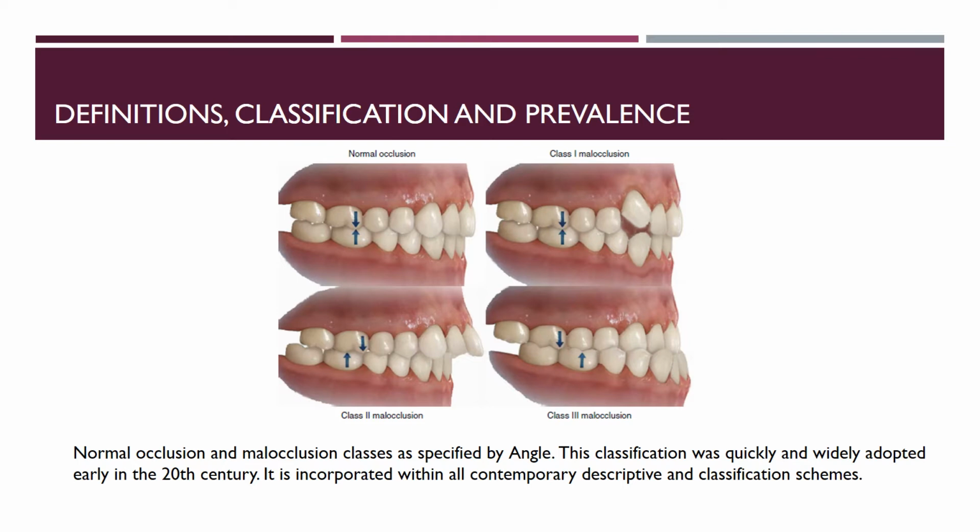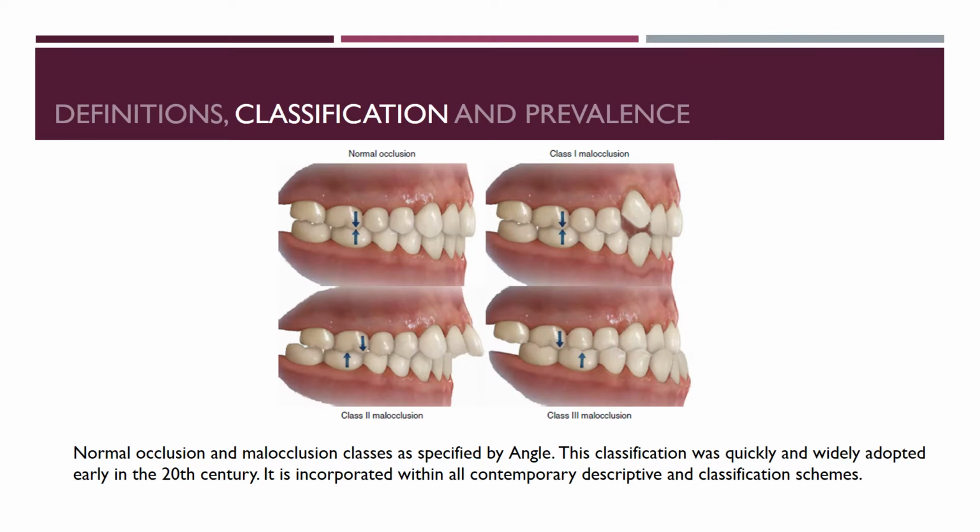Also, we can remember the classification of malocclusion that is specified by Angle. In spite of its limitations, it is widely accepted and used till now. As we see here, there is a normal occlusion in which the mesiobuccal cusp of the upper permanent first molar occludes in the buccal developmental groove of the lower permanent first molar. This normal occlusion can be accompanied with malocclusion, such as crowding or spacing.